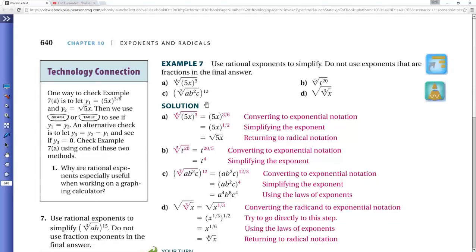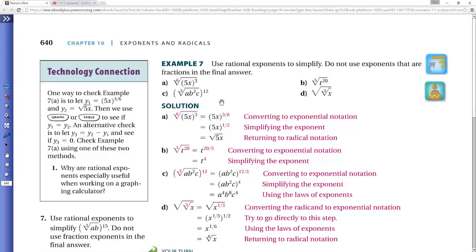So look at this example. It says use radical expressions to simplify. Do not use exponents that are fractions in the final answer. So in other words, they're going to make a restriction on how we can do the final answer. If I have a fractional exponent, then I have to convert it back into the radical. And usually the only time you're going to do that is when they say do that, okay?